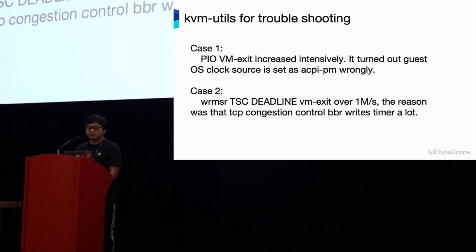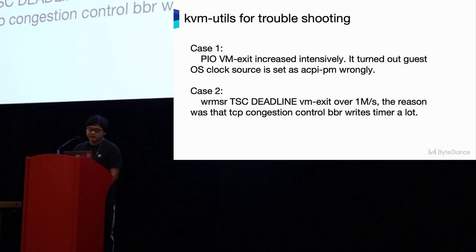Here are two cases. Case one: several months ago, someone told me that the syscall gettimeofday responded more slowly than usual. And I found that PIO VM exits increased intensively. It turned out that the guest OS clock source was set as ACPI PM only, because we disabled the KVM clock and missed tsc reliable in the boot argument.